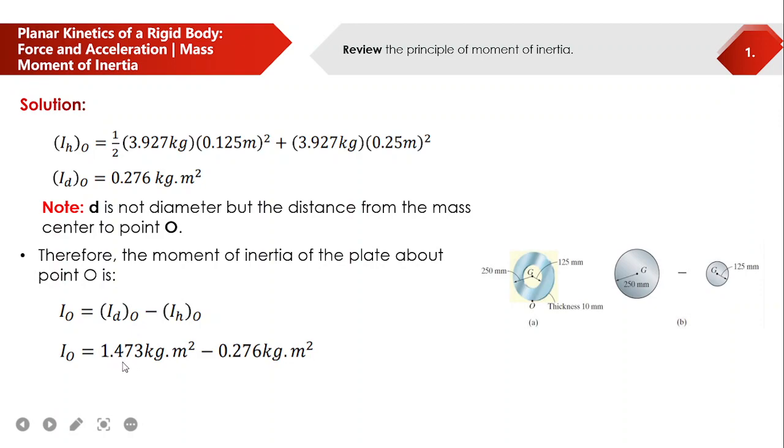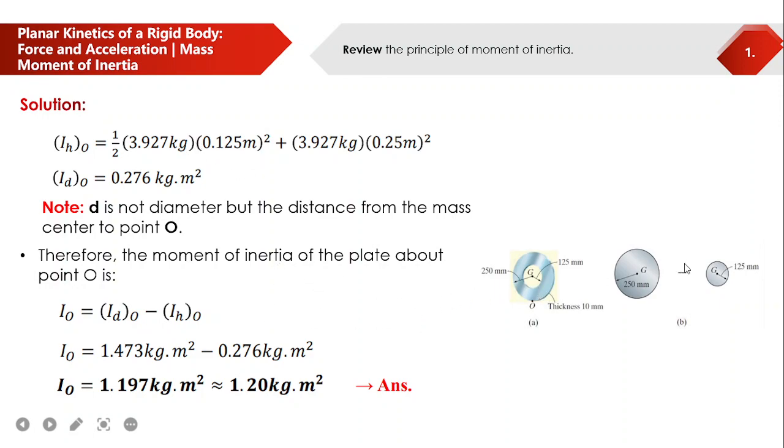That will be equal to 1.473 kilograms meter squared minus the moment of inertia of the hole, 0.276 kilogram meter squared. Therefore, your moment of inertia at point O will be equal to 1.20 kilograms meter squared. So this is how you solve a composite body problem.